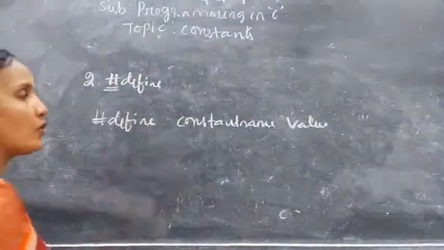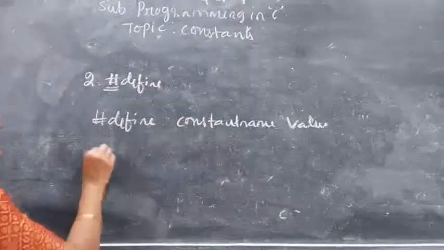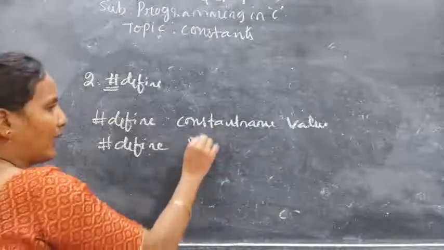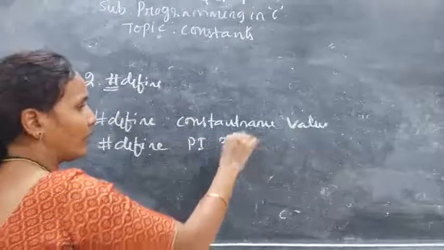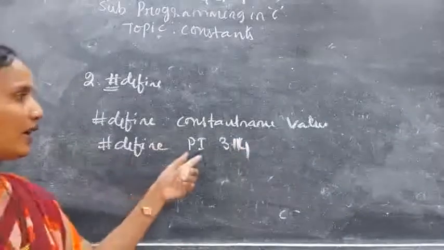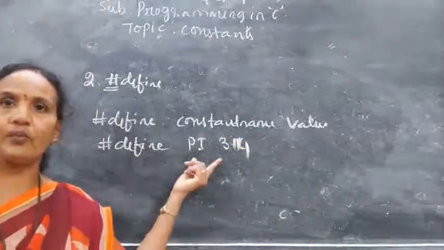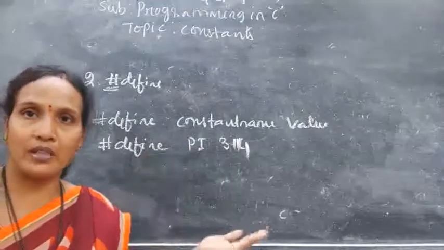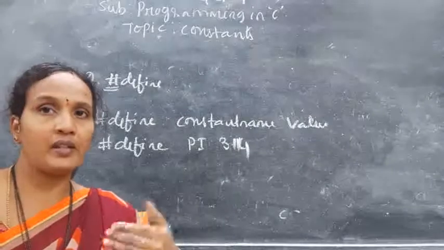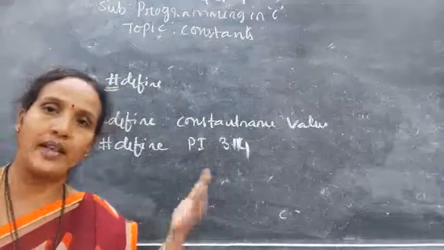Hash define constant name value, and this should be before the main function. Example: hash define pi 3.14. Here pi is a constant, and I want to load this 3.14 value before my program execution starts. So that is a constant. After execution means the const keyword. Before execution means hash define.